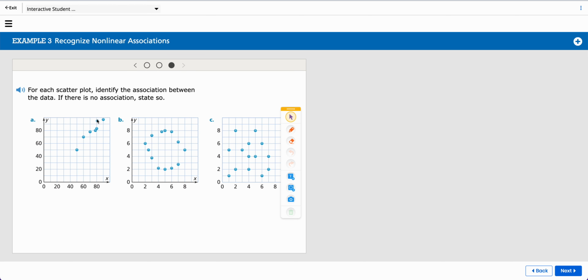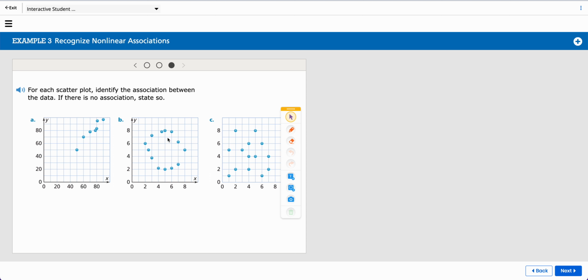For each scatter plot, identify the association between the data. If there is no association, state so. So this is a positive linear association, right? Yes. Would it be a strong association or a weak association? Pretty strong, because they're tight together.